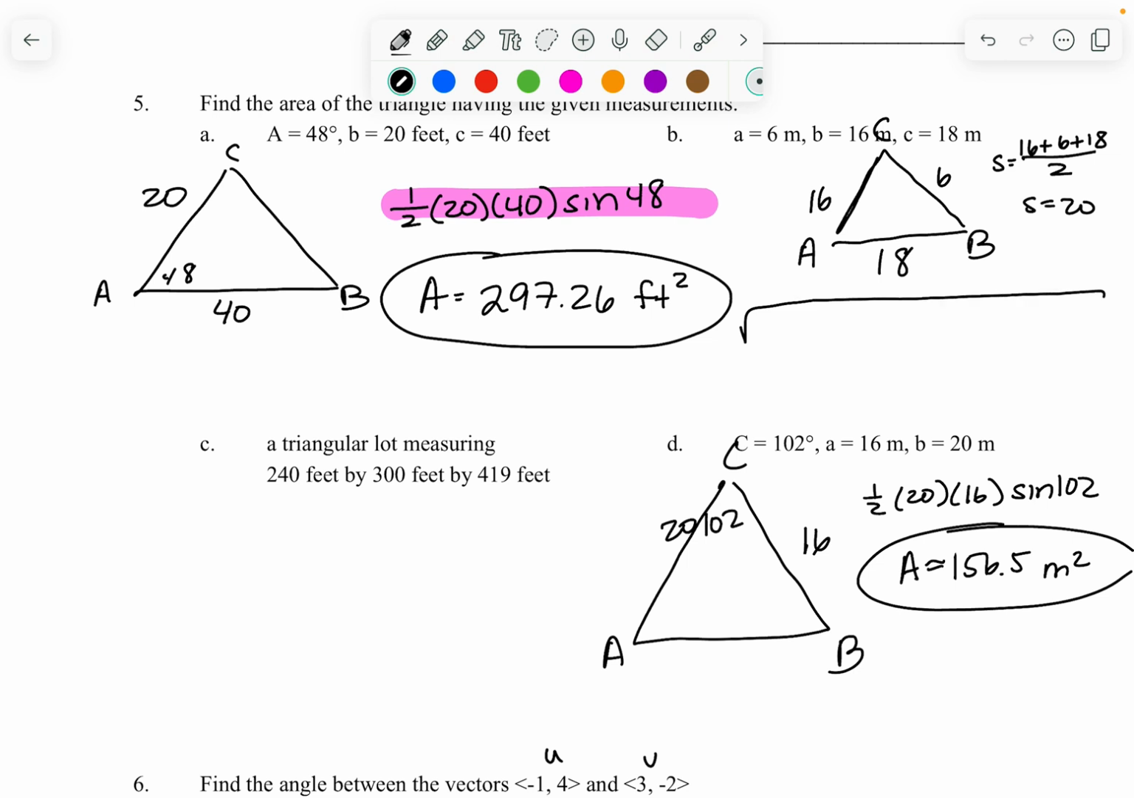Now, once you have S, you're going to write this really big square root, and 4 things go under it. One of them is S, and you're going to multiply these 4 things together. The next thing is S minus one of the sides, and then S minus the other one, and then S minus the last one. Then you just throw that into a calculator, the square root of all that stuff. When you do that, you should get 47.33 meters squared.